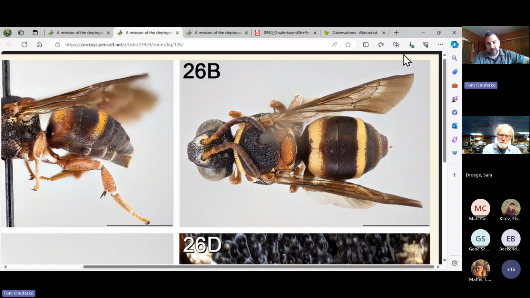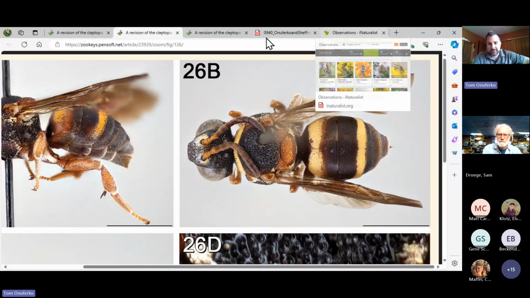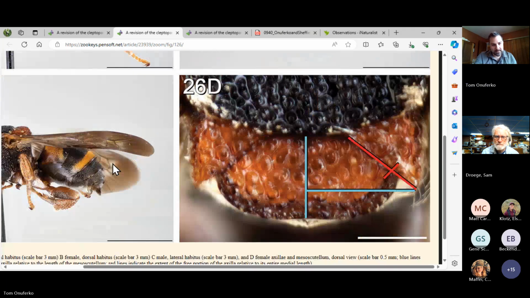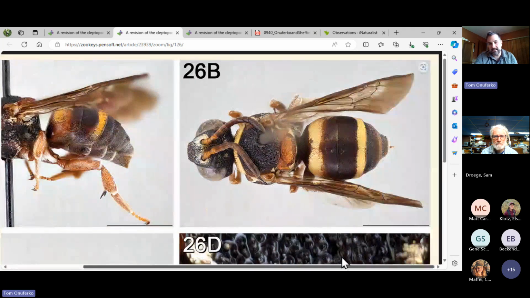It's a eumenine mimic, a potter wasp mimic. If you've seen enough potter wasps, you'll notice that the second tergum is really expanded. This species gives the illusion of an expanded second tergum by having only a basal fascia on T1 and an apical fascia on T2. So you might not even immediately recognize this as an Epeolus. You might recognize this as like a Uodinaris or something. So it's really quite distinctive.